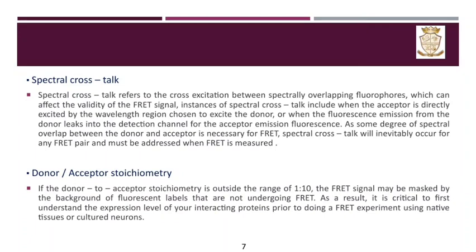Third one, spectral crosstalk. As some degree of spectral overlap between the donor and acceptor is necessary for FRET, spectral crosstalk will inevitably occur for any FRET pair and must be addressed when FRET is measured. And the last one is donor or acceptor stoichiometry. If the donor to acceptor stoichiometry is outside the range of 1:10, the FRET signal may be masked by the background of fluorescent labels that are not undergoing FRET.